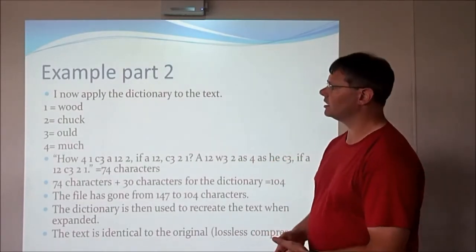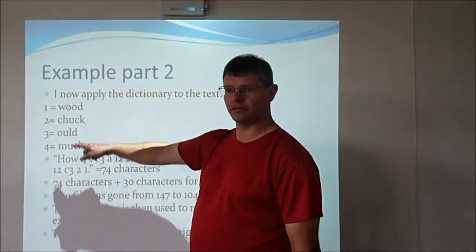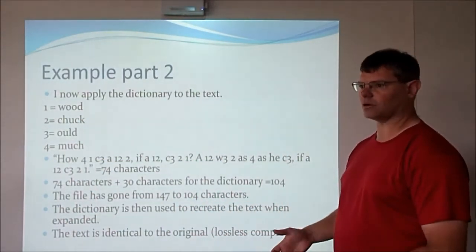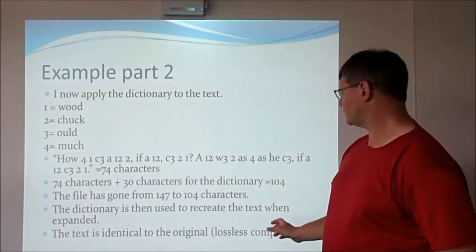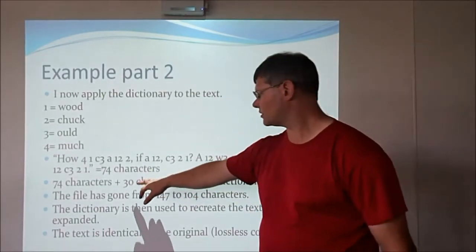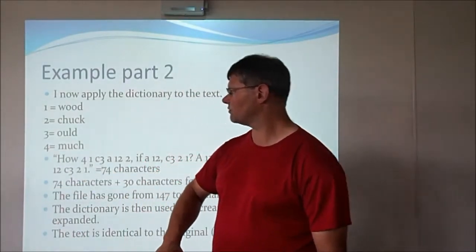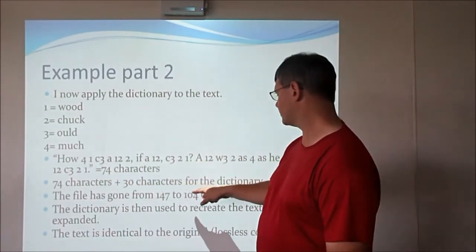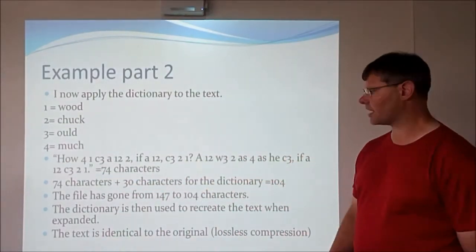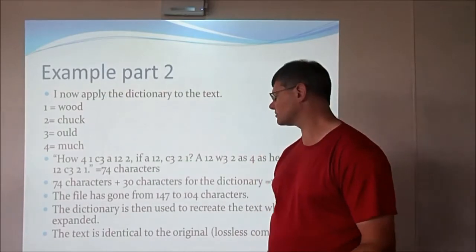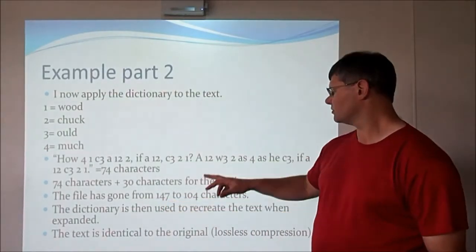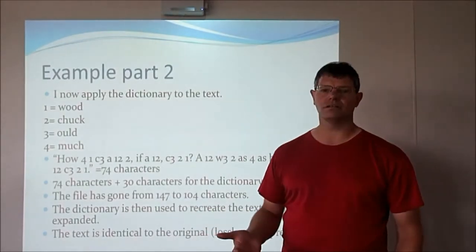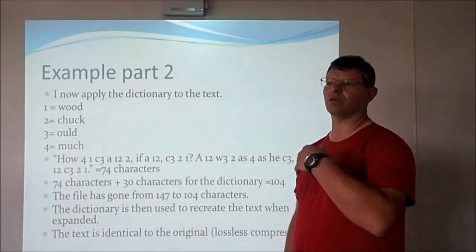What you then have to remember is you also need to include the dictionary, otherwise the program won't know how to restore that stuff again, it won't know what those numbers stand for. So the dictionary itself takes up 30 characters, so 74 characters for our compressed file, 30 characters for the dictionary, comes to 104 characters. So that's still quite a lot less. It's gone from 147 to 104 characters, so it's just over 2/3 the size it was. So that will make quite a lot of difference.